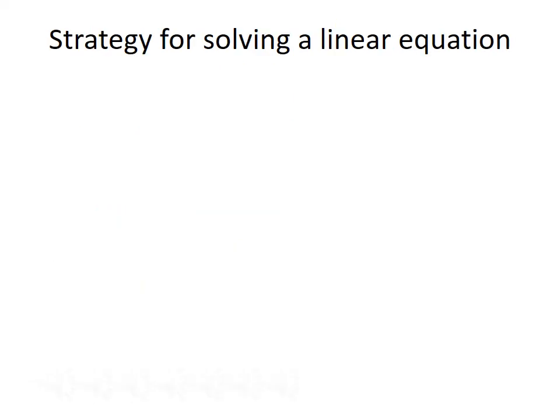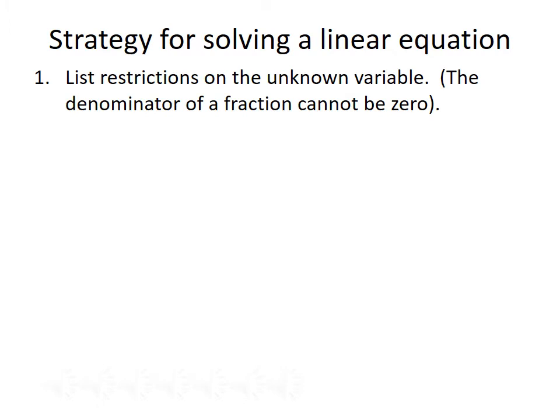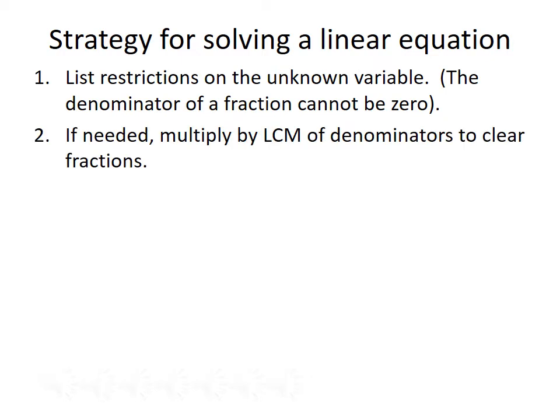Now let's talk about a general strategy for solving a linear equation. The first thing that you want to do is list any restrictions you have on the unknown variable. For example, if your equation has denominators, you need to be sure that the denominator of the fraction cannot be equal to 0. After you've noted any restrictions on the unknown variable, the next thing you want to do, if needed, is multiply everything in the equation by the least common multiple of the denominators in order to clear fractions.